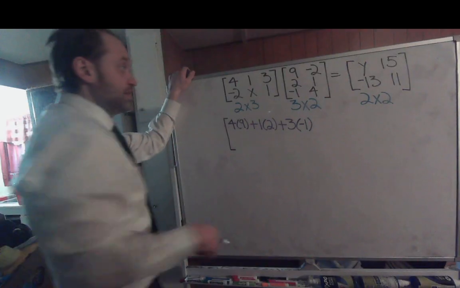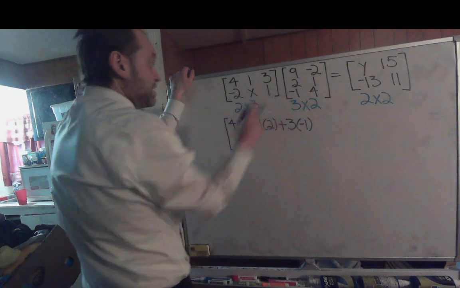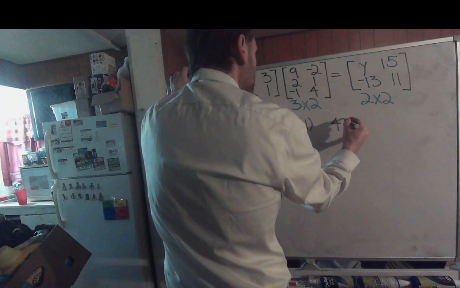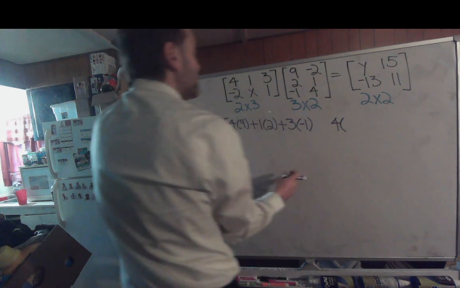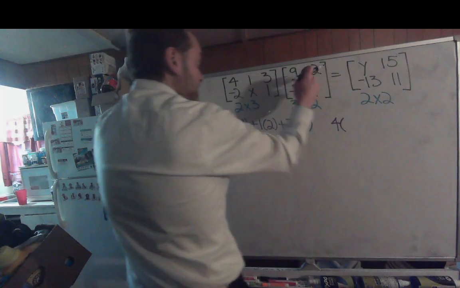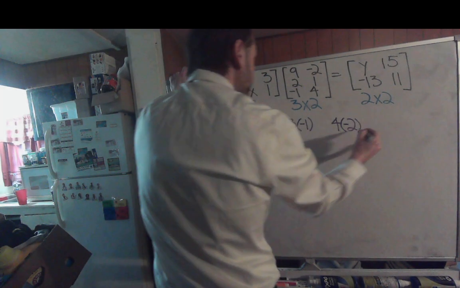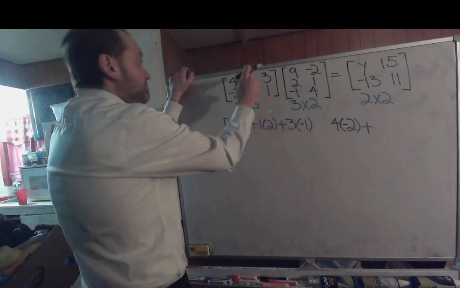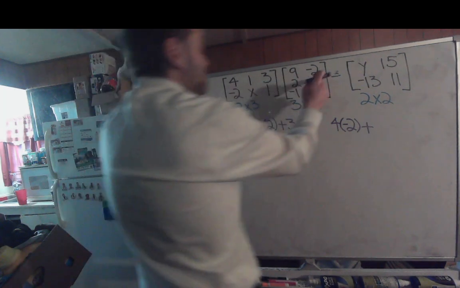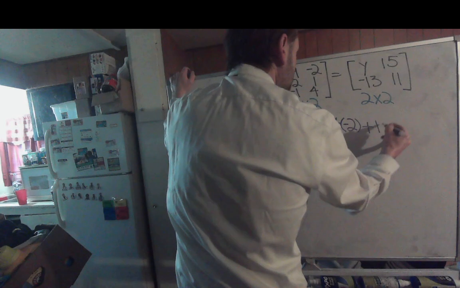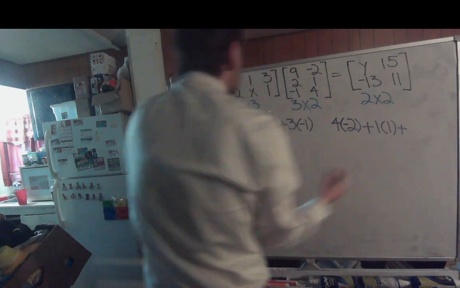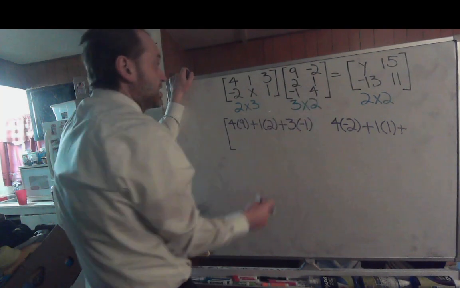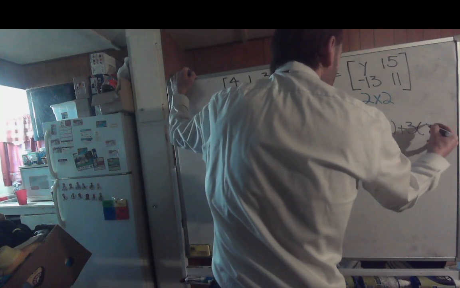Now we're going to repeat this with the first row in the second column. So take the first number of the first row, 4, times the first number of the second column, -2, plus, go ahead, take the second number of the first row times the second number of the second column, 1, so you get 1 times 1, plus take the third number of the first row times the third number of the second column, which would give you 3 times 4.